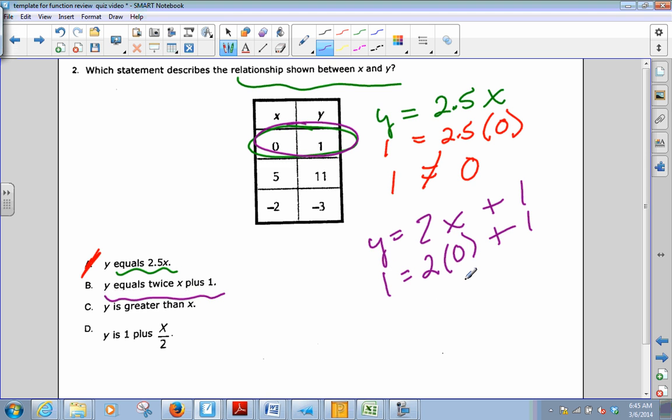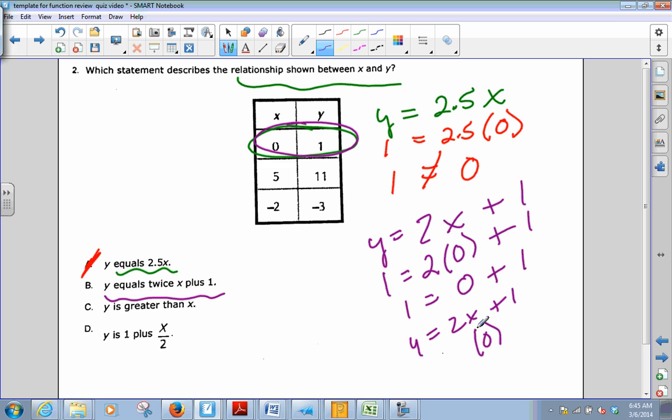So 2 times 0 is 0. 0 plus 1, yep, it equals 1. Now remember, just because it worked for those 2 points doesn't necessarily mean that it works for all of the points. So I probably want to try another one. I'm going to try it again. Y equals 2x plus 1.